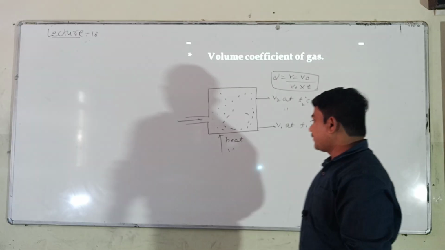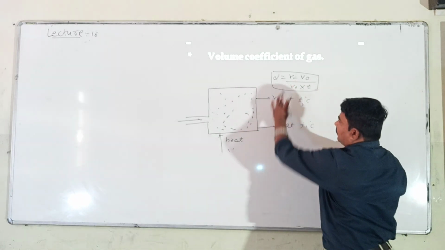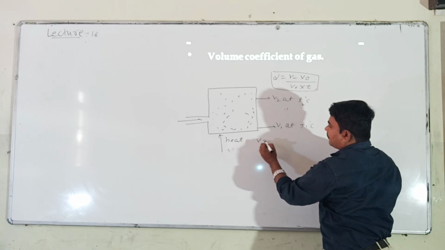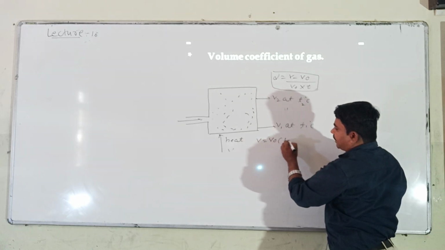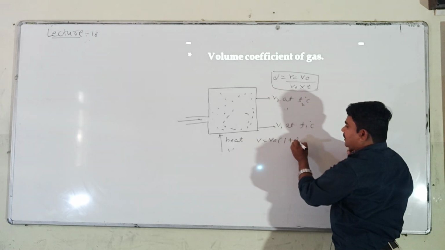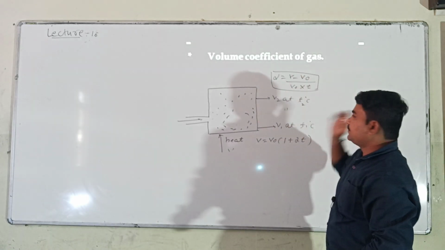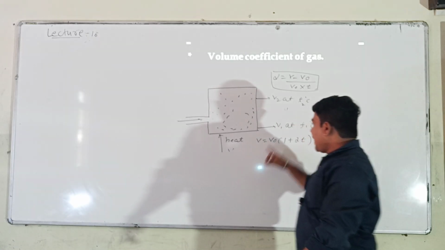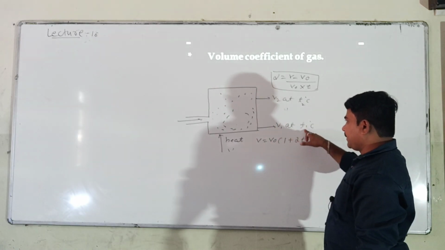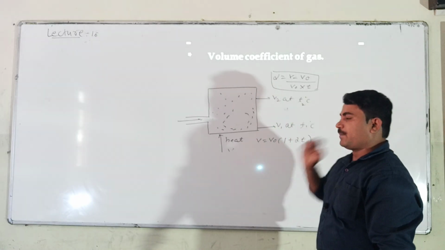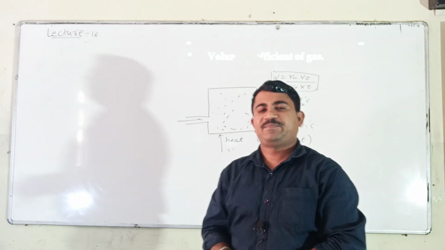Right. You know this equation. For this, how to write? For this, V is equal to how much? V is equal to V naught into bracket 1 plus alpha into T. Right. According to this relation. But at volume V1 at T1 temperature, and V2 volume at T2 temperature, how to write?